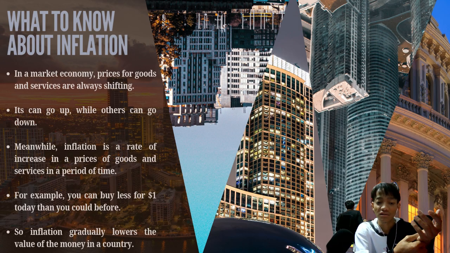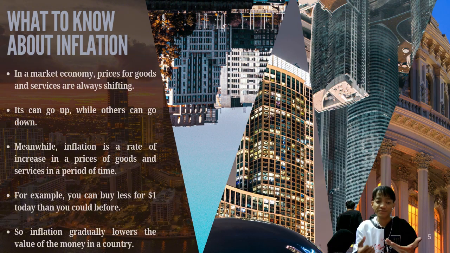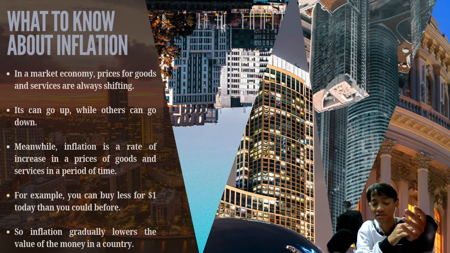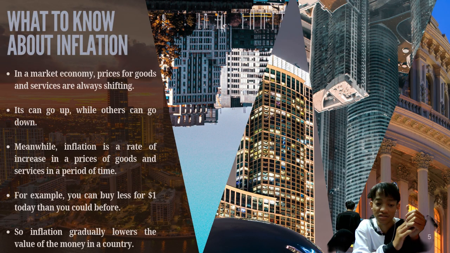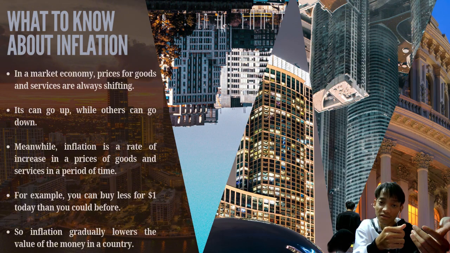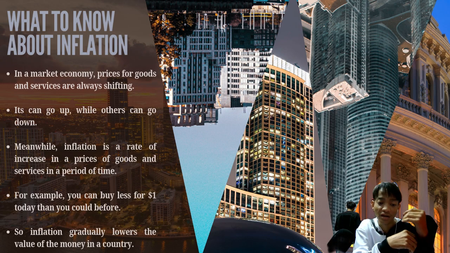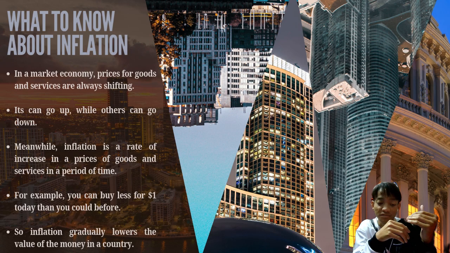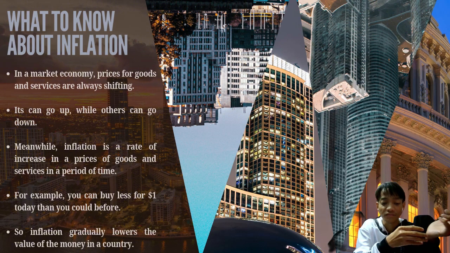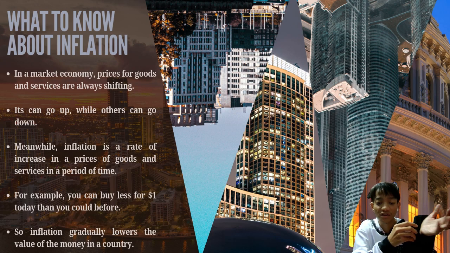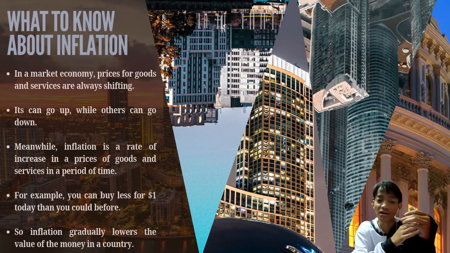All right, next slide. Of course, let us start first with what to know about inflation. Before we get to know inflation, in a market economy, prices for goods and services are always shifting. Either they go up or they go down. Meanwhile, inflation is a rate of increase in the price of goods and services in a period of time. For example, this month there might be a decrease in the price of goods and services, but over time it will increase little by little until it gets to be so expensive. For example, you can buy less for $1 than you could have before. The inflation, unfortunately, gradually lowers the value of the money in a country. So let's move on to our next slide.